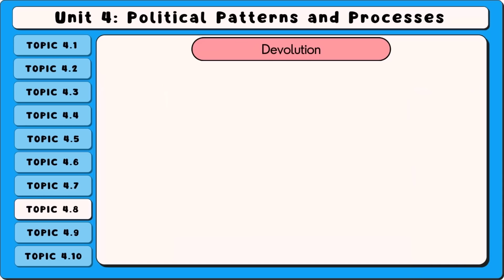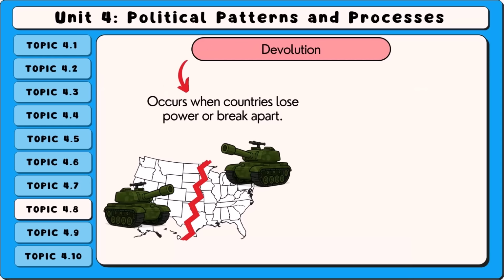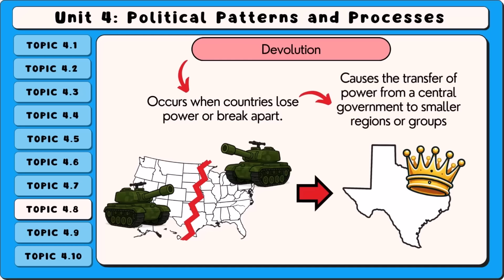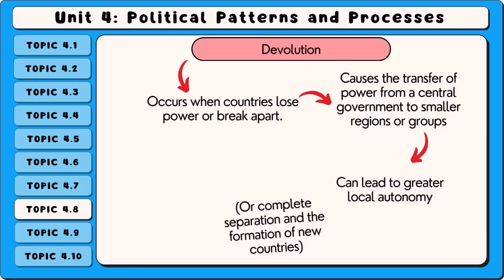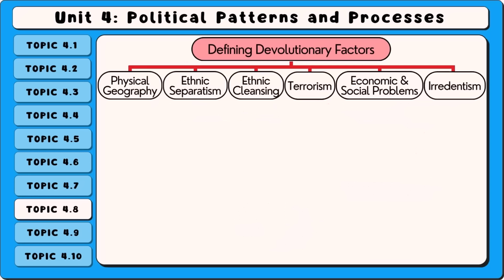In this lesson, we will look at the concept of devolution. This occurs when countries lose power or break apart, causing the transfer of power from a central government to smaller regions or groups. It can lead to greater local autonomy, or to complete separation and the formation of new countries. The factors that can lead to the devolution of states include physical geography, ethnic separatism, ethnic cleansing, terrorism, economic and social problems, and irredentism.